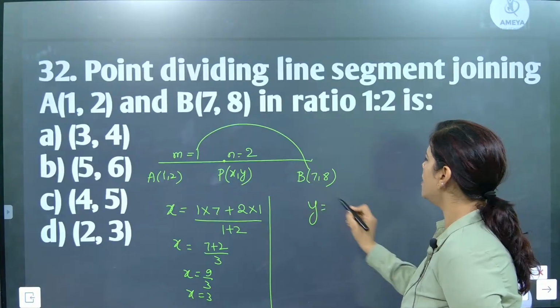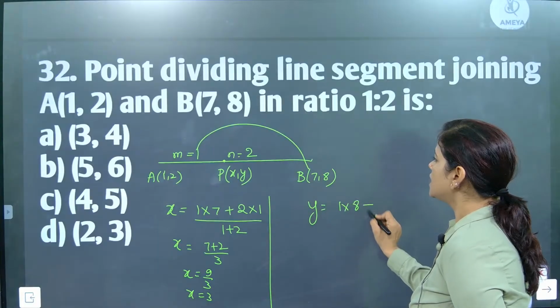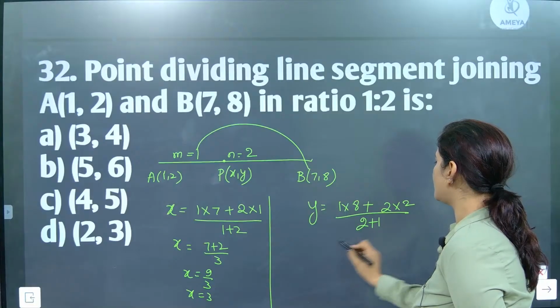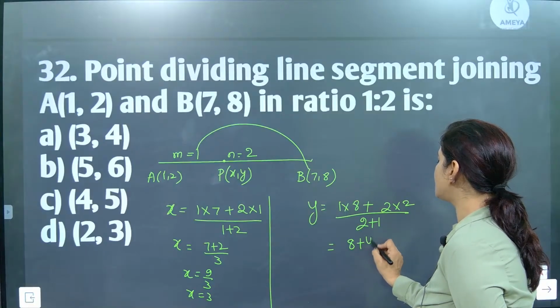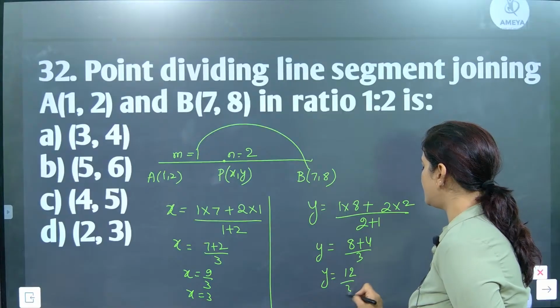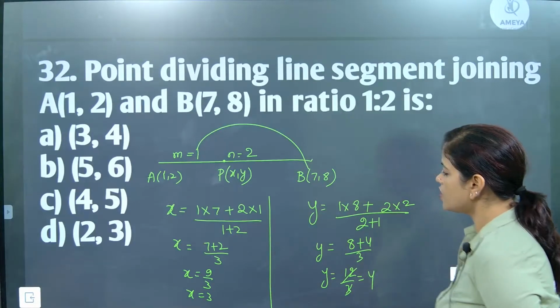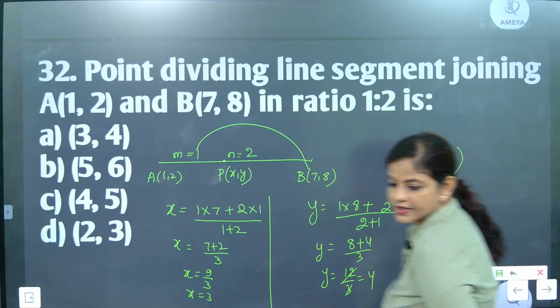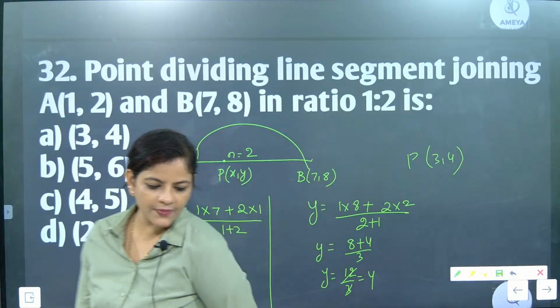y will be exactly 1 into 8 plus 2 into 2 divided by 2 plus 1. So it is coming as 8 plus 4 by 3. It is coming as how much, beta? 12 by 3. That is coming as 4. So our P point is 3 comma 4. Absolutely correct, children. Those who have given the answer, absolutely correct.